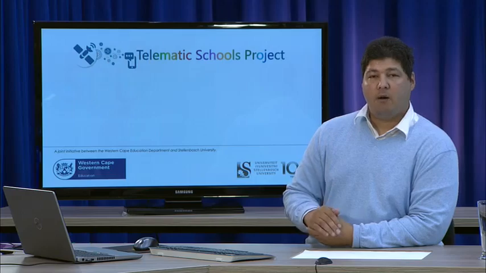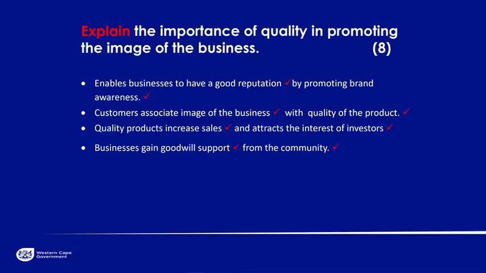Okay, and you can see the mark allocation here where it says it enables the business to have a good reputation. So that's your 1 mark. That's your statement that you are saying. And then if you put that question in, why does it enable the business to have a good reputation? Because it promotes brand awareness. Okay, so that is the qualifier to the statement. So you get 1 mark for saying enables the business to have a good reputation. Or how does it get a good reputation? Or why does it get a good reputation? Because it promotes brand awareness.